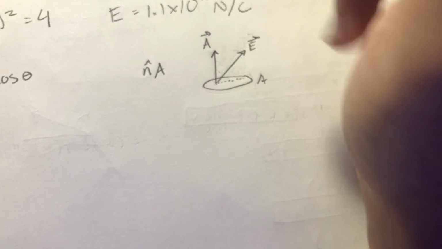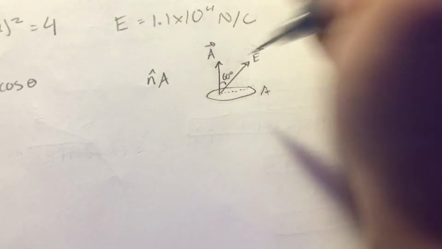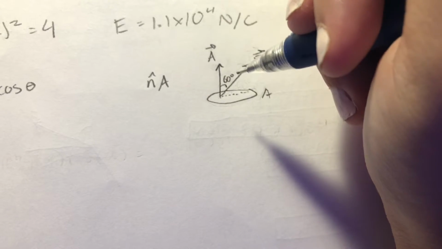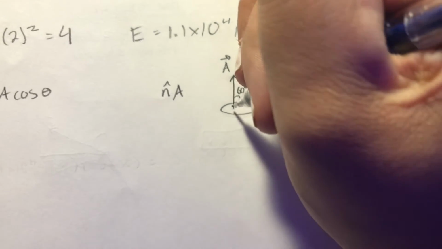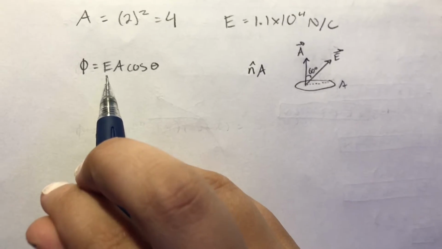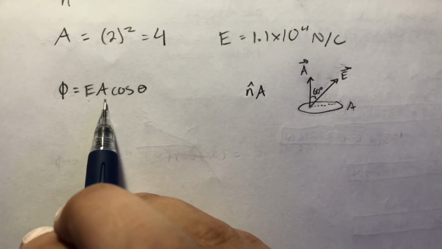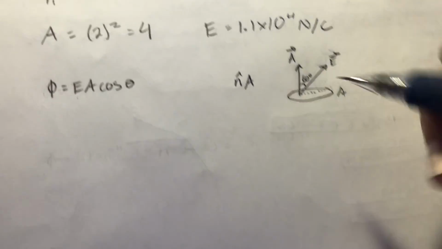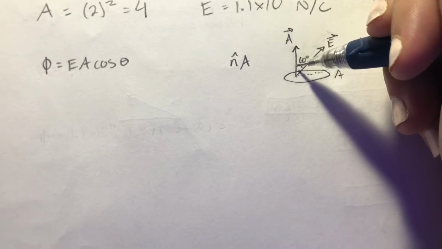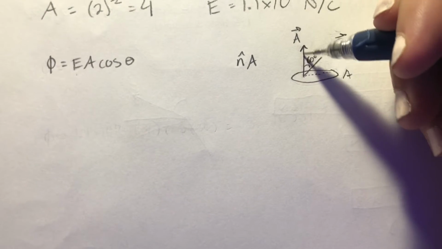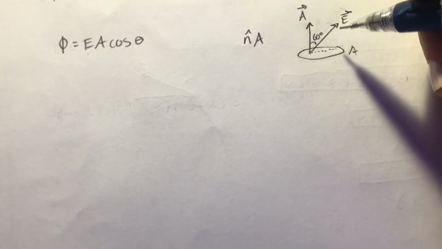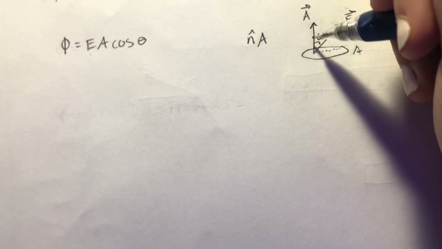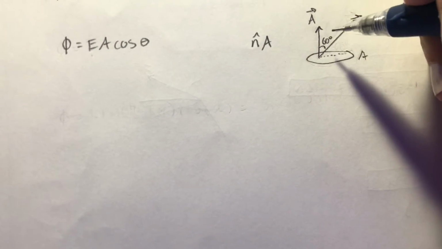Then in the problem, it's given that there's an angle of 60 degrees in between the two, because there's an angle of 60 degrees to a uniform electric field, right? That's what we're given. So we have the magnitude of the electric field, the magnitude of the area, and we have our theta, because if we're trying to get this perpendicular component, that's what we use when calculating flux, what's coming through the surface perpendicularly. So we're getting this perpendicular component of our electric field, and we take the cosine because it's adjacent to this angle.